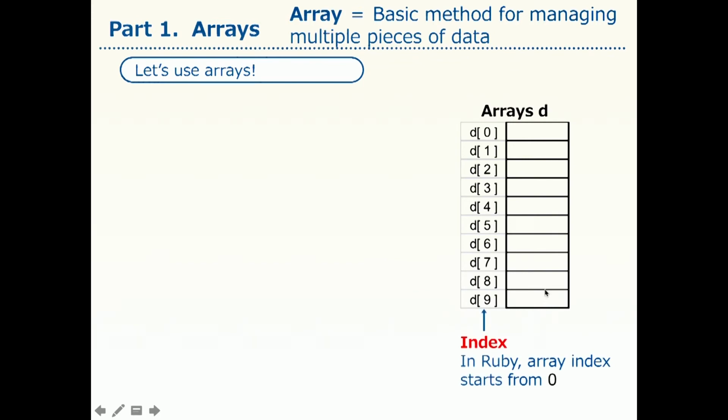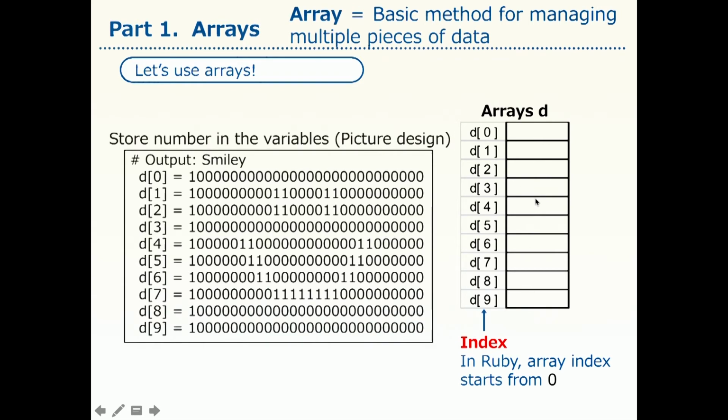Each of the boxes can be referred to by a number called an index. For example, box 9 can be referred to as D bracket 9. Note that the index starts from 0 in Ruby. Here is a way to use this array to keep 10 numbers for our picture. The program is quite similar to the previous one. We can assign a number to each box of the array D, just like we assigned a number to each variable before.